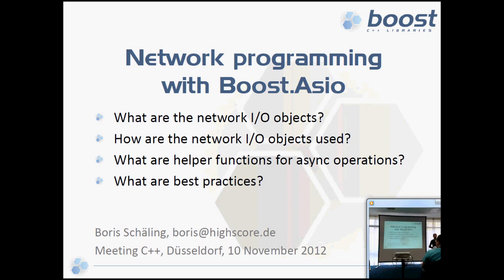So what we're going to look at is what I/O objects are provided by Boost.Asio for network programming. How are these I/O objects used? We are looking at a couple of helper functions. Most of the functions, or actually all of them we have seen before in the first presentation, were member functions of objects, but there are also some freestanding global helper functions for asynchronous operations. There are a few best practices when it comes to network programming. And then we are also going to look at two source code examples from the Boost.Asio documentation.